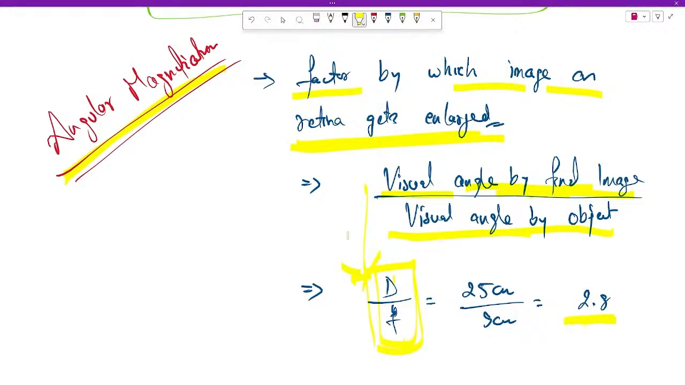Now there are cases when this angular magnification is going to be equal to the magnification produced by the lens, and in that case the image is formed at the least distance of distinct vision, that is equal to D. So in this case, the image is forming at minus 90 centimeter. That is why this value is different from the magnification of the lens. Angular magnification is different from the magnification of the lens. If the position of v, the final image, is minus D, then we can say that angular magnification is equal to magnification of the lens.